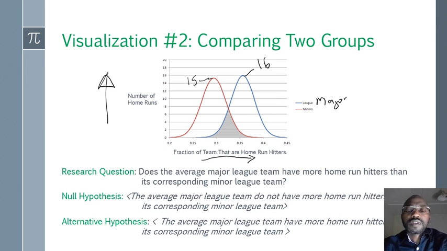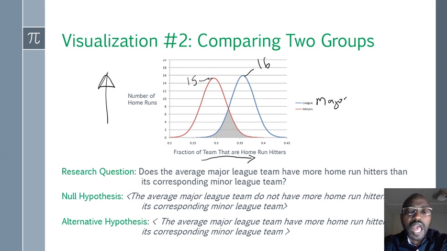For the minor league. And the second question is: does the average major league team have more home run hitters than its corresponding minor league? Here, looking at the two bell curves, we know that that is true. For the major league, on average, it is higher than the minor league, which is 15.